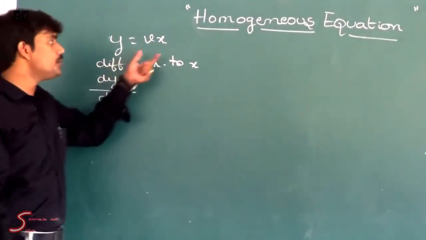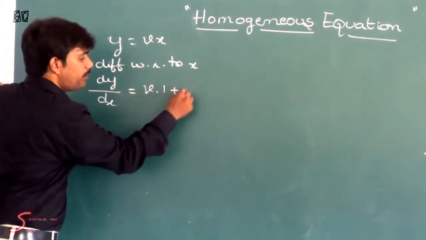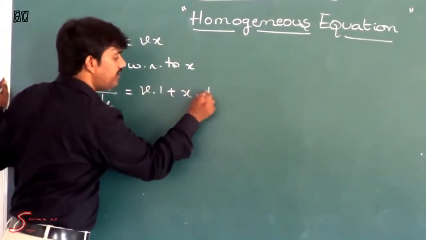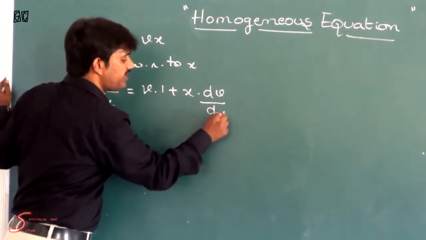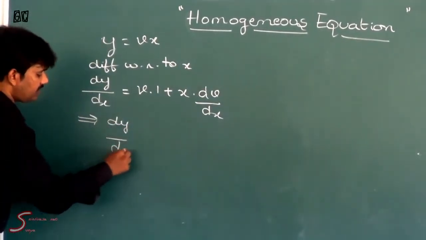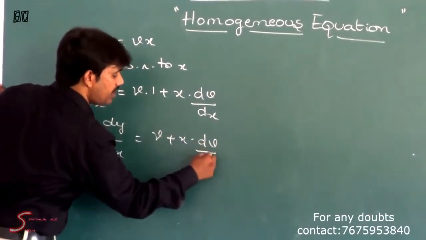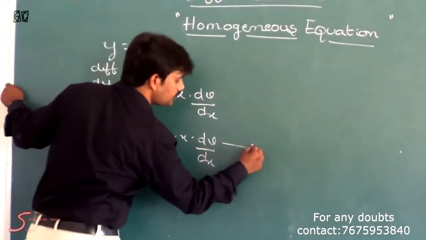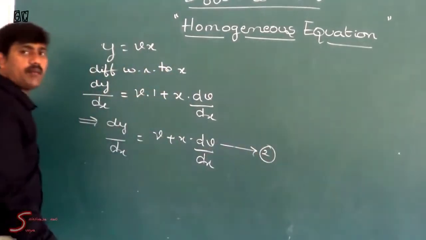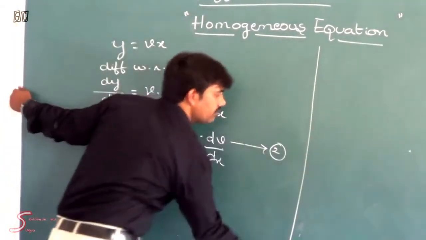Now I am going to apply the uv formula for this. That is u into the derivative of x, which is 1, plus v into the derivative of v, that is x into dv by dx. So finally we have dy by dx equal to v plus x into dv by dx. This is equation 2. Now I am going to substitute the value of equation 2 in equation 1.